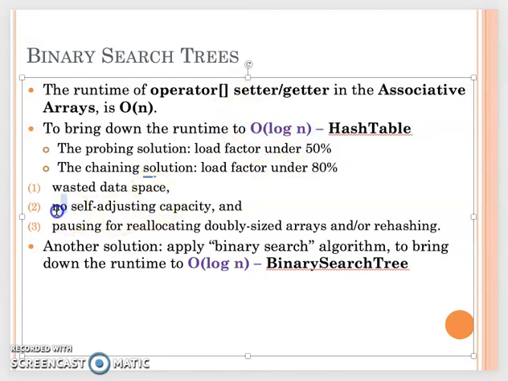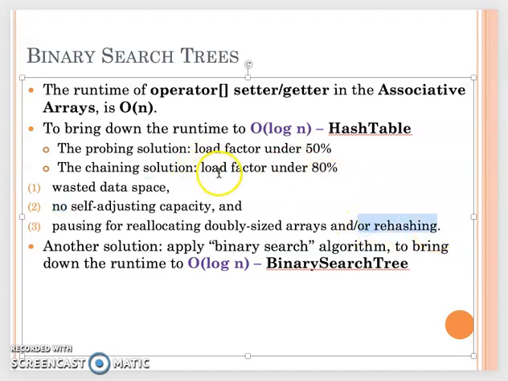The first thing is that because we use a static array, we cannot adjust the capacity. Once you have more data to add into your hash table, you possibly make your load factor fail to meet the requirement. So we need to reallocate and double the size of the array, which we call rehashing.